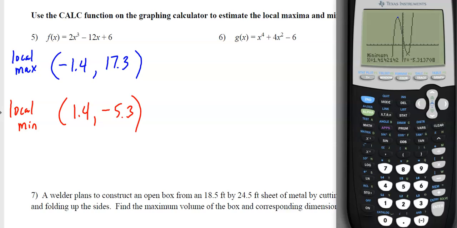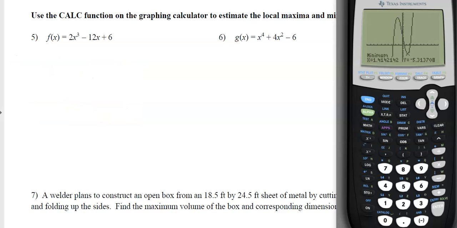All right, got another example. We got example 6 here. Let's give this one a shot. Clear that out. Go back to y equals. Clear. We have x to the 4th power plus 4x squared minus 6. And let's see if we get lucky with the window we had.